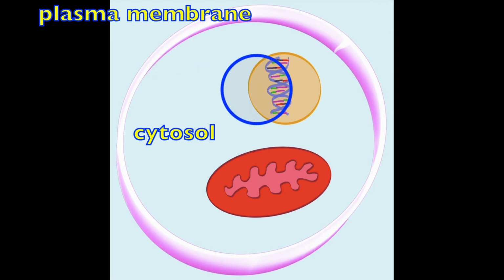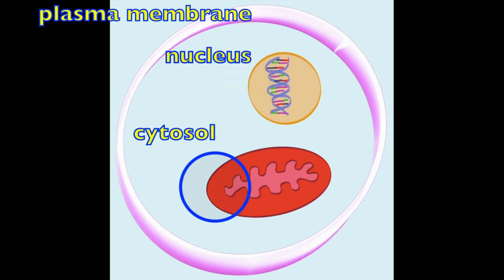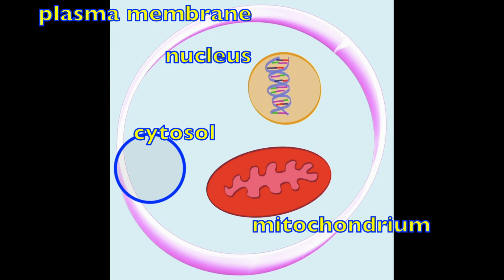Within the cytosol, we have organelles that have specific functions. I'm not going to go over all of those, but the ones of immediate importance to us are the nucleus, which houses the genetic material, otherwise known as the DNA, the mitochondria, which produces that energy storage vehicle known as ATP.